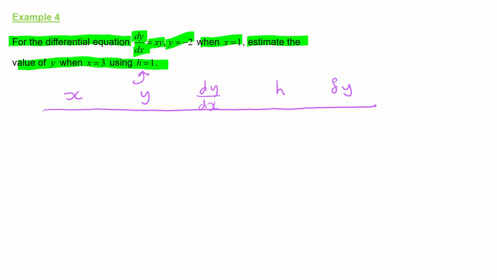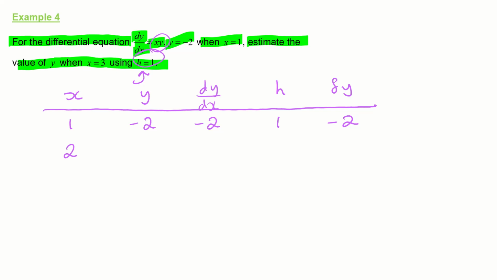So we're starting off, x is 1, y is -2. dy/dx is x times y, so that is going to be 1 times -2, which is -2. h is 1, giving us delta y is -2. So moving across to the next x, remembering the step length is 1, the next x would be 2.